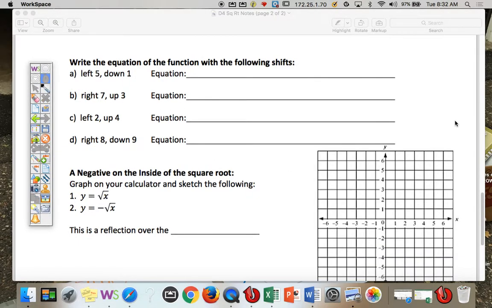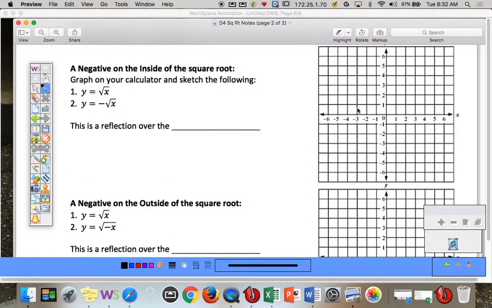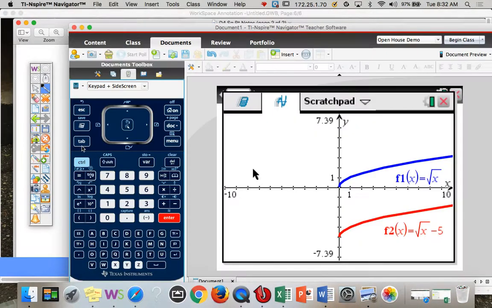Okay, we haven't looked at this though, negative on the outside. So it says graph and sketch the following. So we know what the square root of x looks like. I'll call that graph 1. It kind of looks like this. So this is graph 1. But what about if there's a negative on the outside? So let's graph that.